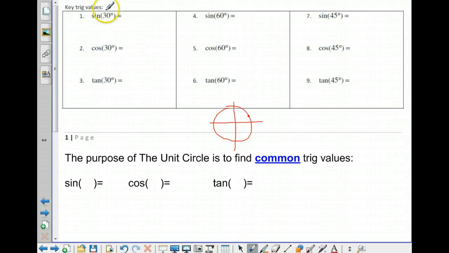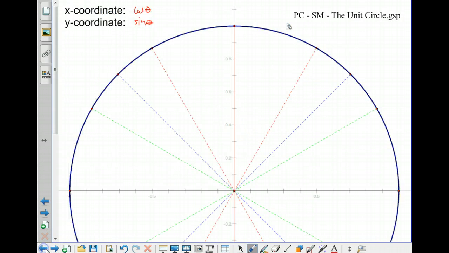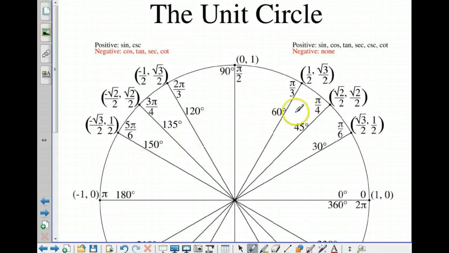What is sine of 30 degrees? So look at your unit circle. Look at 30 degrees. Okay, 30 degrees. Right here. 30 degrees.